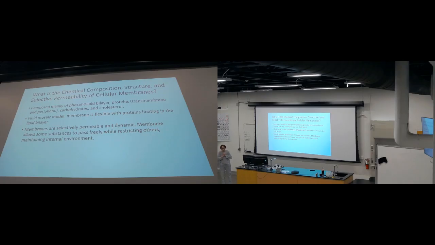So this plasma membrane is selectively permeable. Not everything can come in and out of the cells, only certain items. And then it's dynamic. So we have constant or regular rotation of these molecules within the plasma membrane.